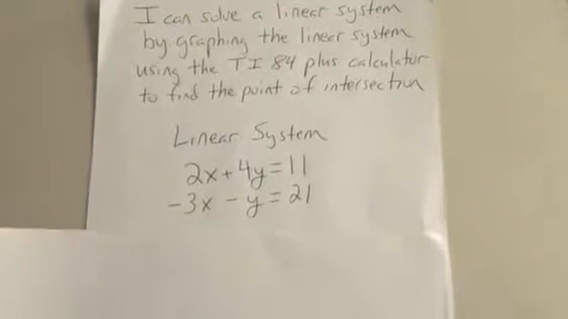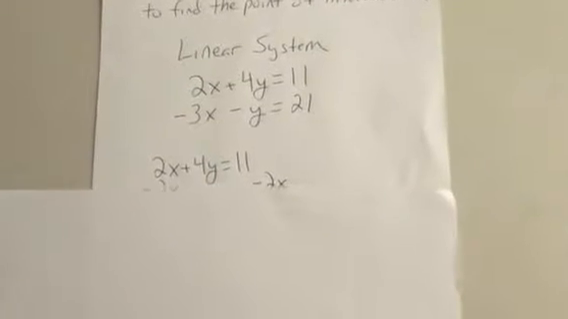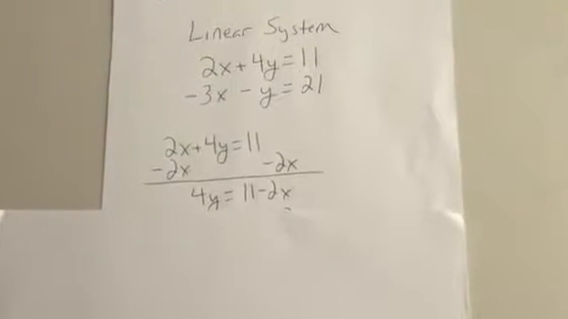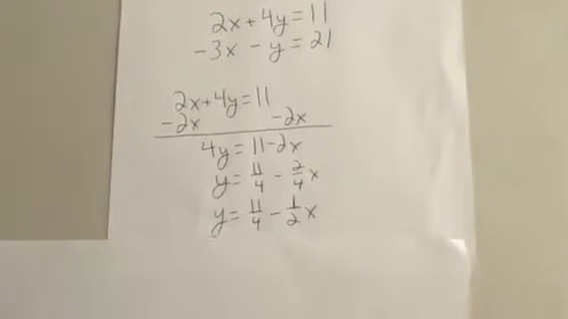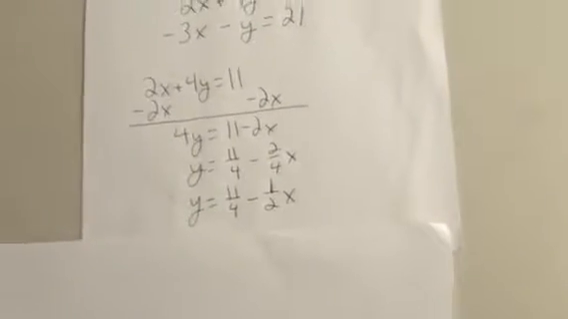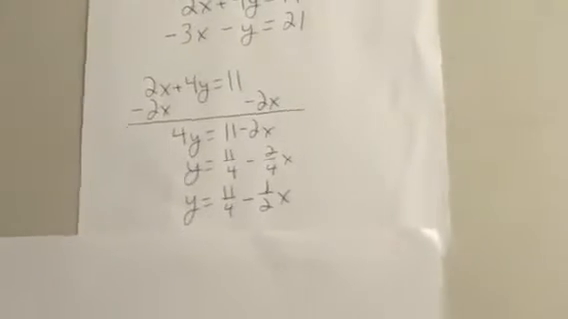In order to use the TI-84 Plus calculator, I will have to take the equations in my linear system and solve them for y. So here's the first equation, where I subtracted 2x from both sides, divided everything by 4, and I have my equation in slope-intercept form. y equals 11/4 minus 1/2 x.